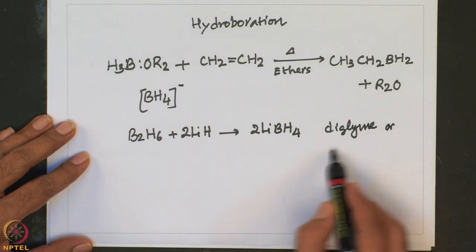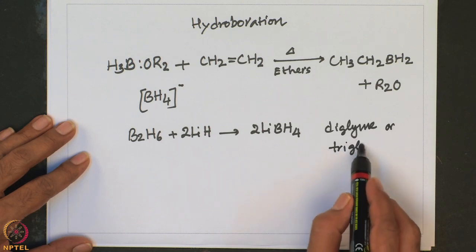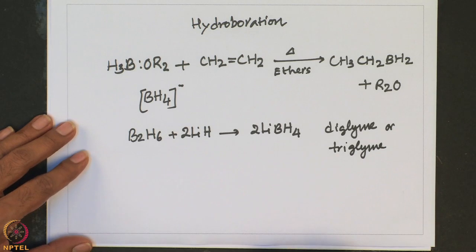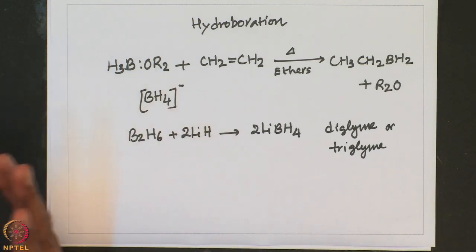Or triglyme. They are higher or high boiling ethers. Okay. So, although this BH4 minus ion is thermodynamically unstable with respect to hydrolysis, the reaction is very slow at high pH, and some synthetic applications have been devised in water as well.